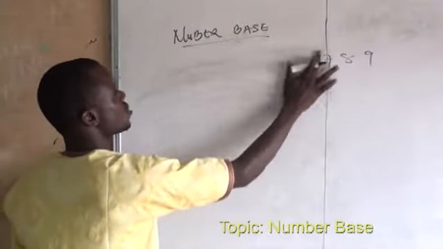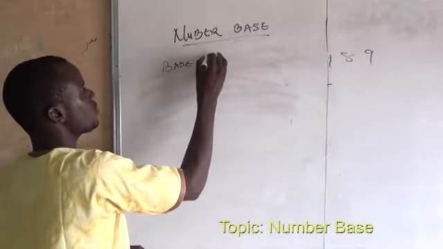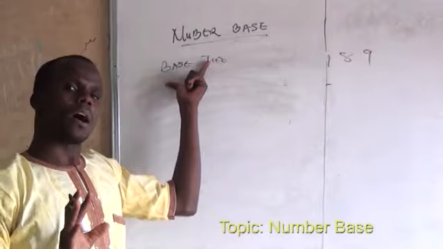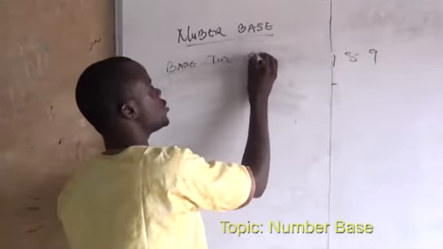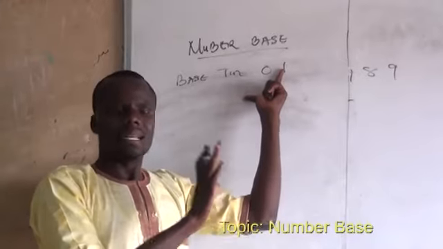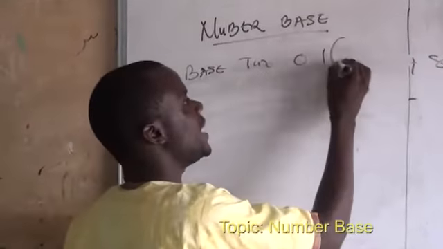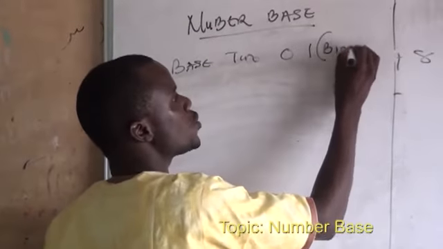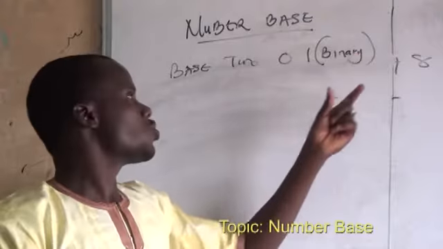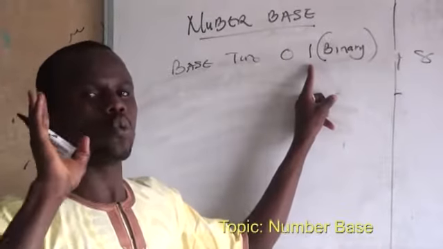These are the bases we now have. We have base 2. Base 2 has only 0 and 1. That is why we call it binary. Base 2 is what we call binary. So base 2 has two numbers, 0 and 1.